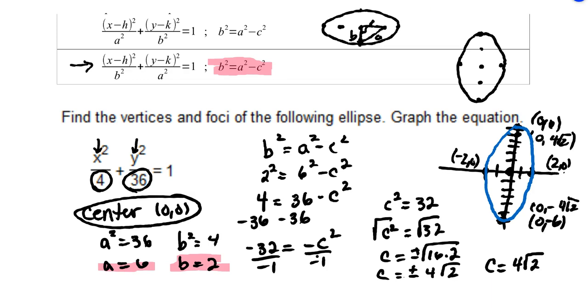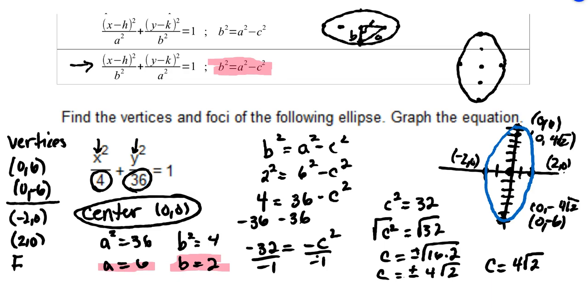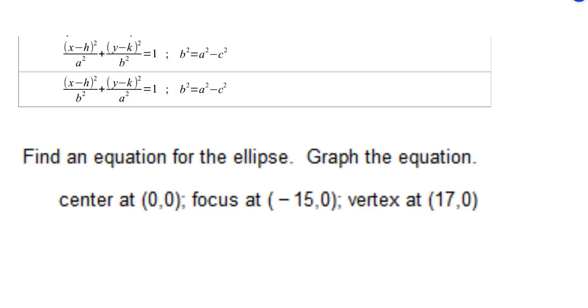So this ellipse has vertices at (0, 6) and (0, -6). If you end up counting the minor vertices, which sometimes they do, sometimes they don't, that would be (-2, 0) and (2, 0). And you have foci at (0, 4√2) and (0, -4√2). Find an equation for the ellipse.